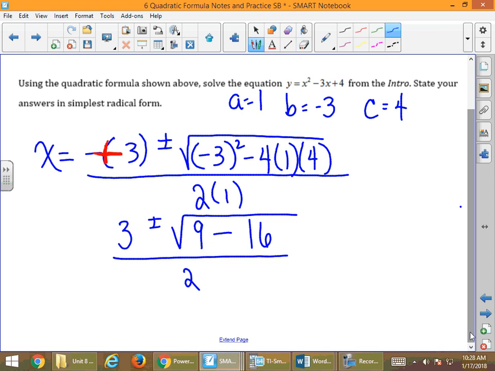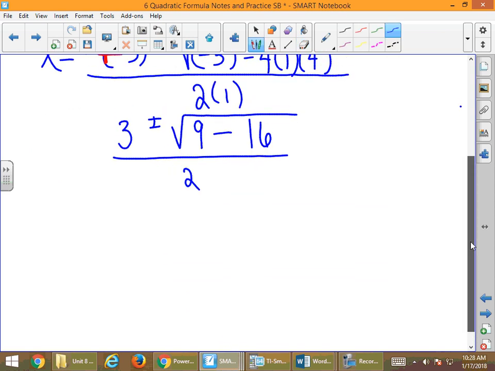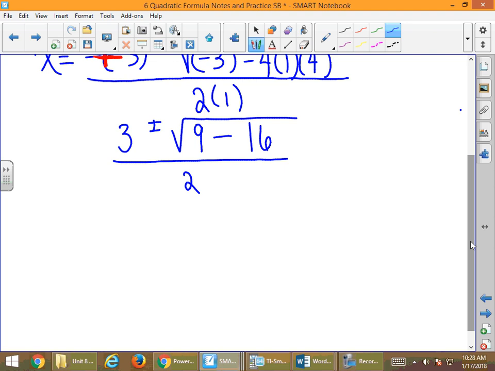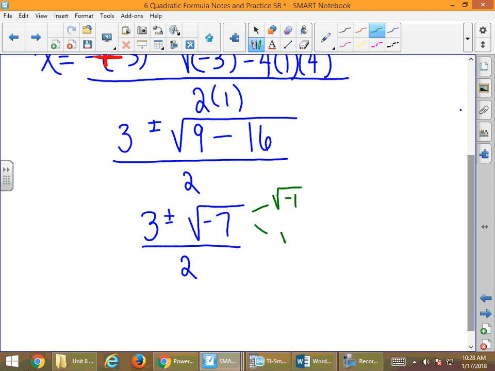Well, we're close to finishing here, and maybe you already are finished, but 9 minus 16 is -7. And we do need to do one more thing to have this expression completely simplified. And that is, we need to remember what the square root of -1 equals. And the more you say it out loud, the more you're going to remember it.